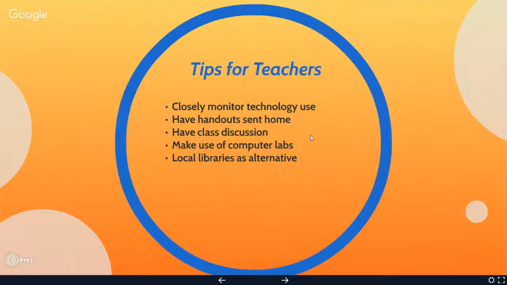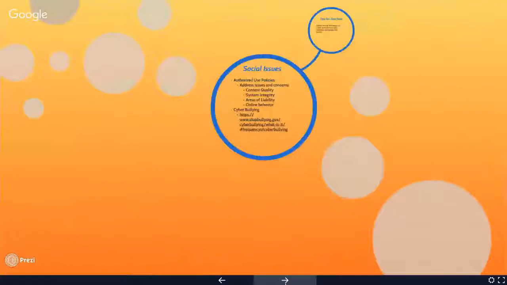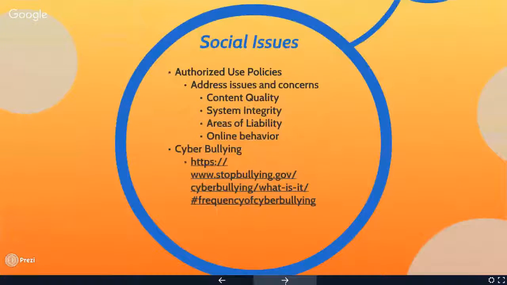And this would probably even excite the students because they would get a chance to get out of the classroom for a little time. They might engage more. Some social issues to keep in mind.